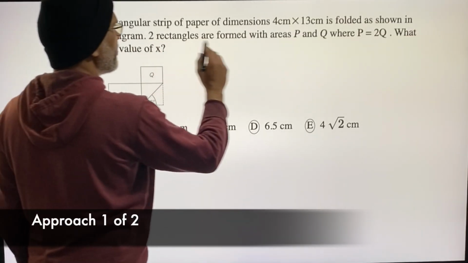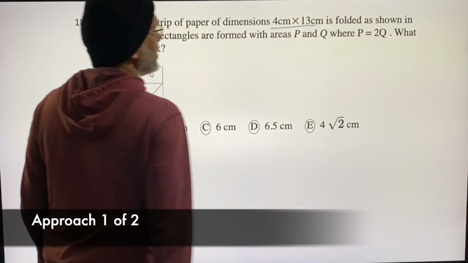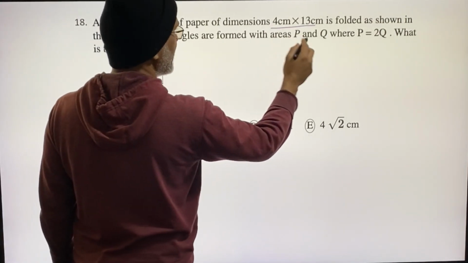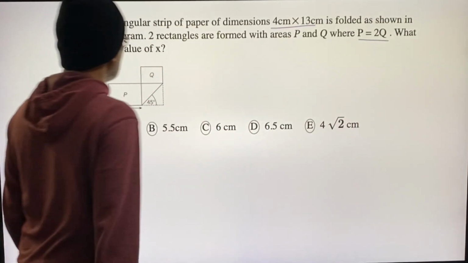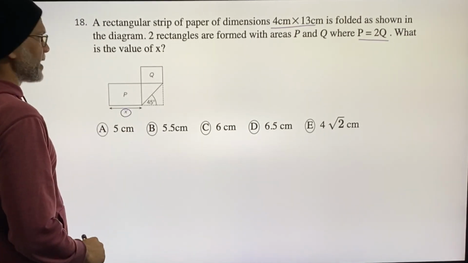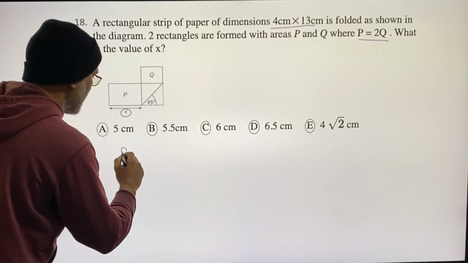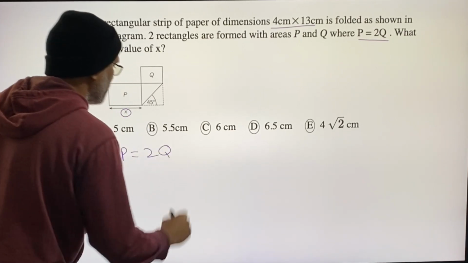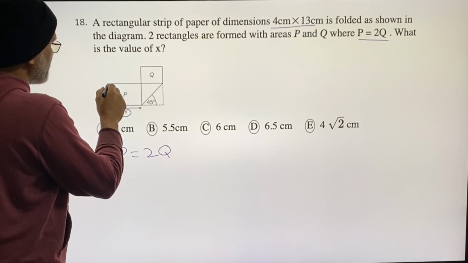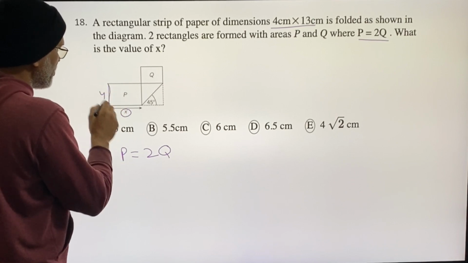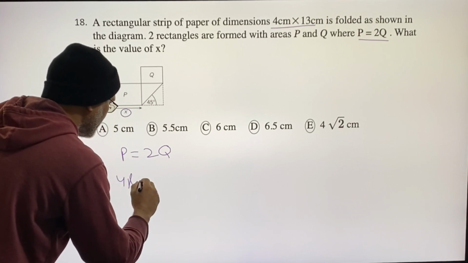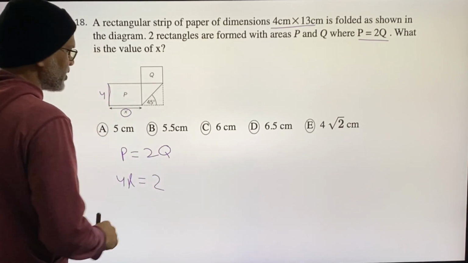A rectangular strip of paper of these dimensions is folded as shown in the diagram. 2 rectangles are formed with areas P and Q, where P is equal to 2Q. What is the value of X? All right. We are given that P is equal to 2Q. Now what is P? We know that the paper is 4 by 13. So this must be 4. So the area P is 4X. 4X is equal to 2 times Q.